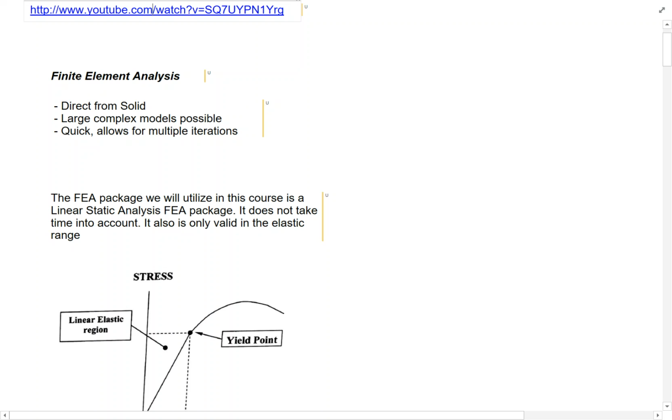I can do fatigue analysis, which I couldn't do even a couple years ago. That's fairly new to FEA. I can do fatigue analysis. I can do thermal analysis.